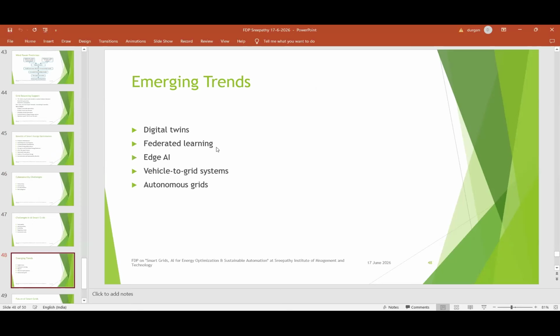Then these are the emerging areas. Okay, emerging trends in AI for smart energy systems. Then digital twins, federated learning, then Edge AI, vehicle systems, that is V2G systems, then autonomous grid systems. Okay, digital twin is a recent technology, a virtual automation system that updates with continuous monitoring.